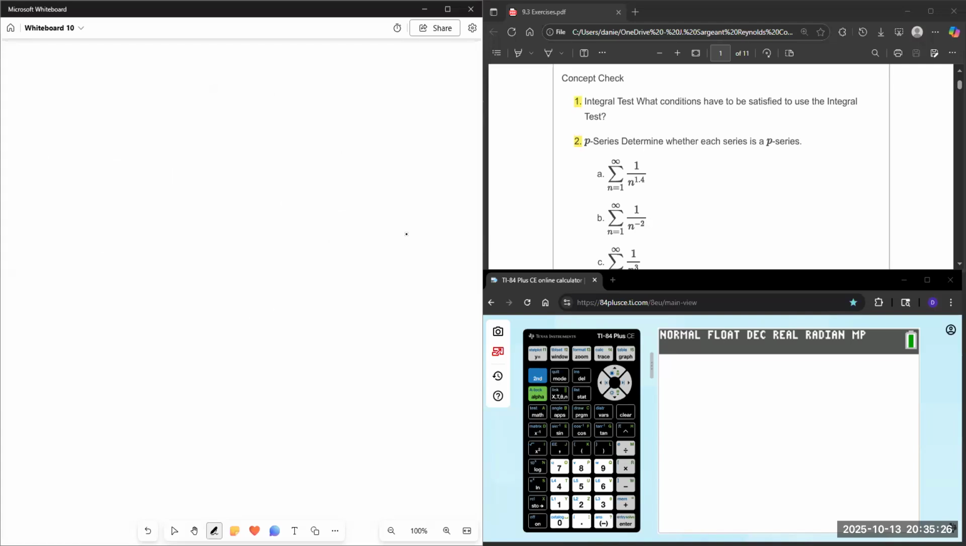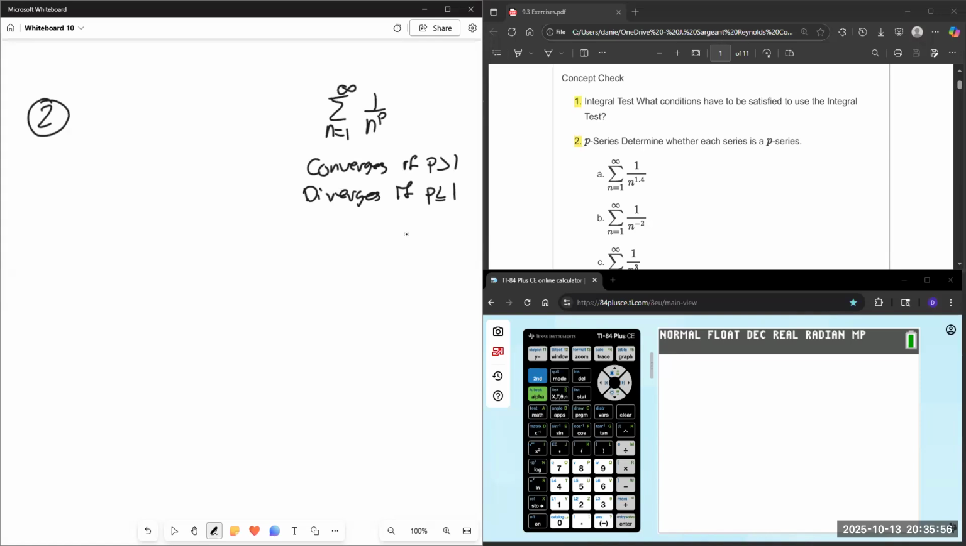Since 2 is an even problem, you won't have any answers for it, but determine whether the series is a p-series. So a p-series is something that's in the form of n equals 1 to infinity of 1 over n to the p, and it converges if p is greater than 1. It diverges if p is less than or equal to 1.